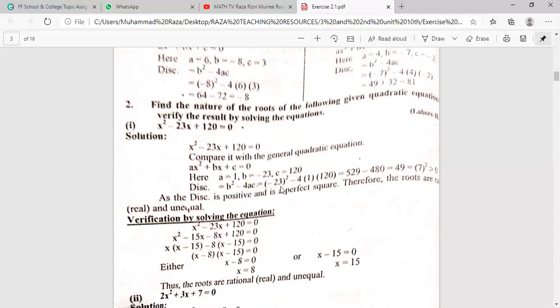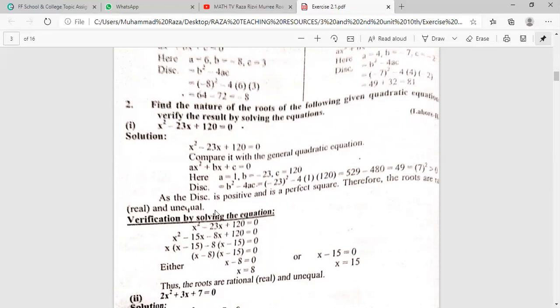Now minus 23 square minus 4 into 1 into 120. Now 23 square is 529, and when we multiply 4 with 120 and 1, we get 480. So 529 minus 480, which is 49. Now what is 49? 49 is a perfect square of 7. So we write 7 whole square. As the discriminant is positive, that is, this answer is greater than 0, and is a perfect square like 7 square, therefore the roots are rational and unequal.